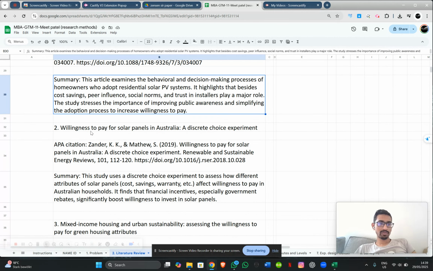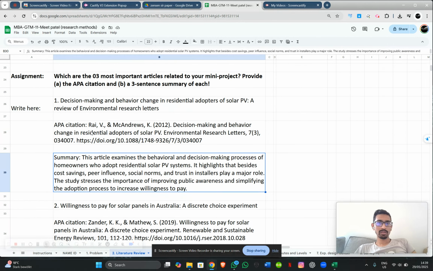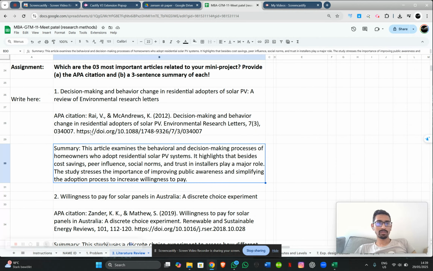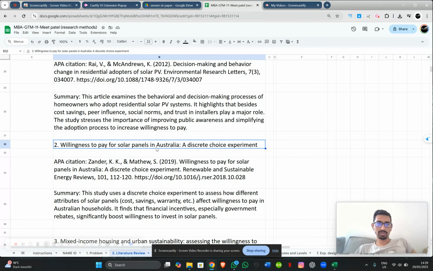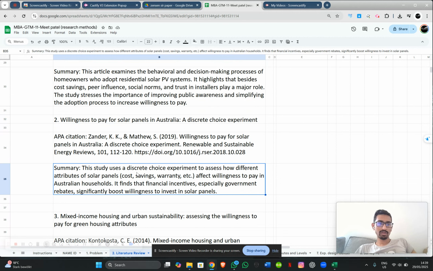The second important article is about willingness to pay for solar panels in Australia, published by Zander K. and Matthews in 2019. In summary, the study uses a discrete choice experiment to assess how different attributes of a solar panel affect willingness to pay in Australian households.